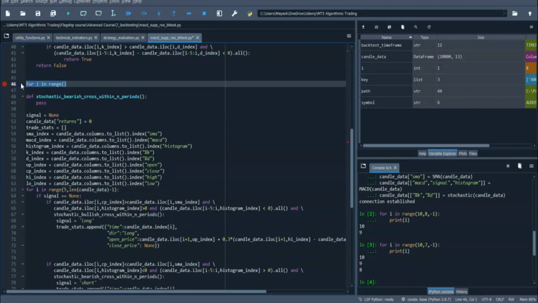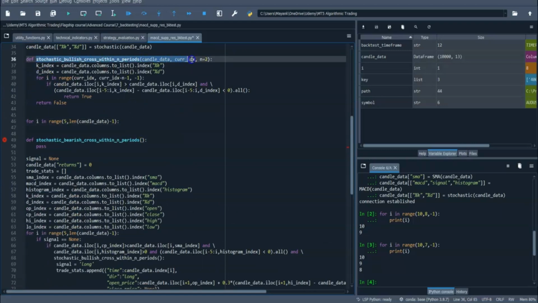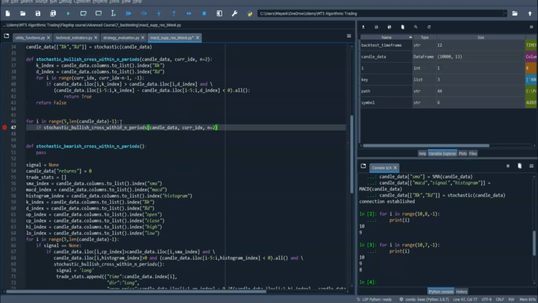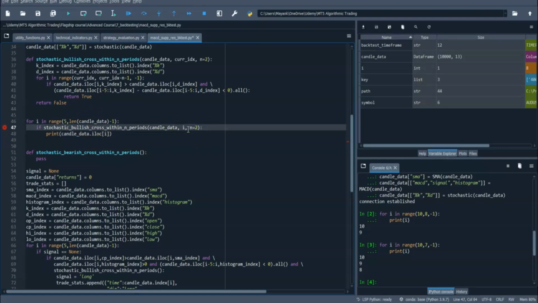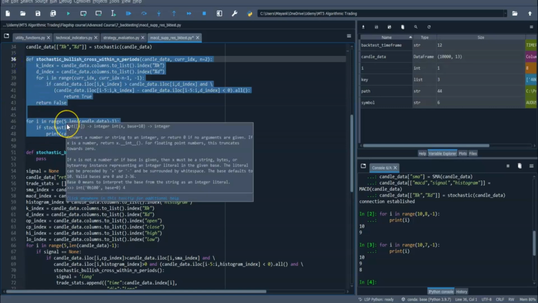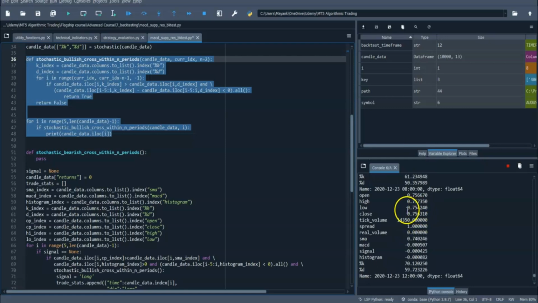So why don't I simply copy this? So let us iterate through all the available rows in the data frame and use this function. If this happens, print candle_data.iloc[i]. Let us see which rows this thing gets satisfied. So this would be i, and I don't need n is equal to 2. That's pretty much it. So let me run these lines of code and let me see what happens. Okay, so you can see that the code is running. We are getting the candles where this function would have returned true.